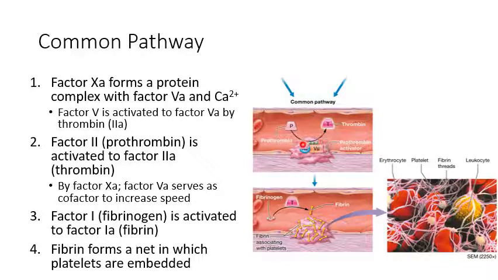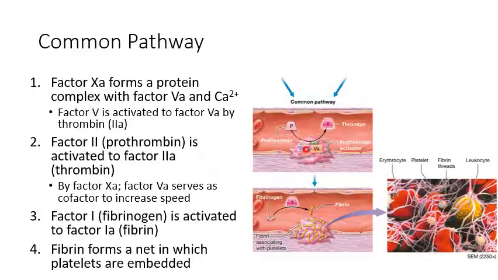Factor 10A is going to form a complex inside the platelet plug with factor 5A and with calcium. Factor 5 is actually going to be activated later, so it's another one of those weird ones where this is a cofactor that speeds up the reaction but is not necessary for it to occur. So you have this factor 10A in this complex activating prothrombin to thrombin. Prothrombin is also called factor 2, and thrombin is also called factor 2A. This protein is so important that we're not just going to call it factor 2, we'll also call it by its other name, prothrombin, and then that's activated to thrombin or factor 2A.